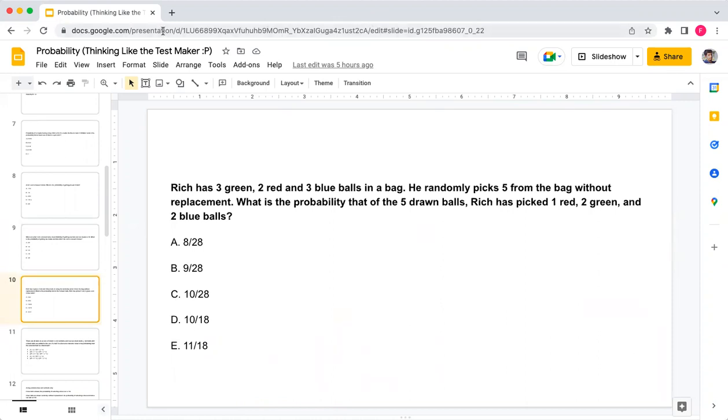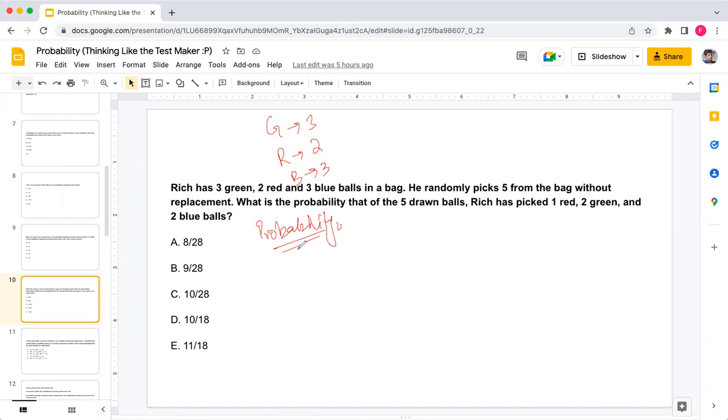Okay, try to solve this question, which has 3 greens. Green is 3, red is 2, and blue is 3. You will pick 5 from the bag without replacement. What is the probability that of the 5 drawn balls, you picked 1 red, 2 greens, and 2 blue balls? Okay, so let's try to solve this first by probability method, and then we will see this using combination.